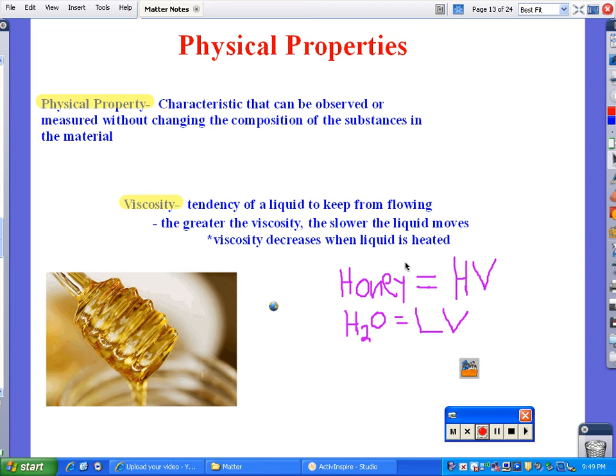Honey is a good example. Motor oil has a high viscosity. Corn syrup has a high viscosity. Things with low viscosity are what you typically think of more as a liquid, right? But like water or soda, so forth. But honey is a liquid by definition. Let's move on.